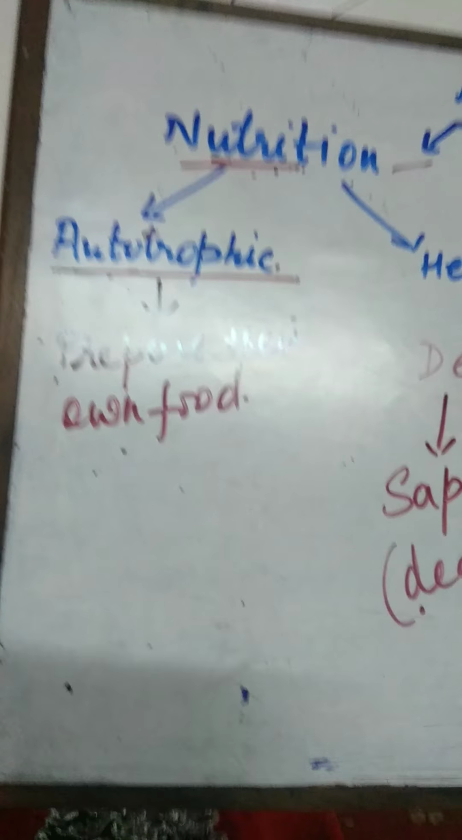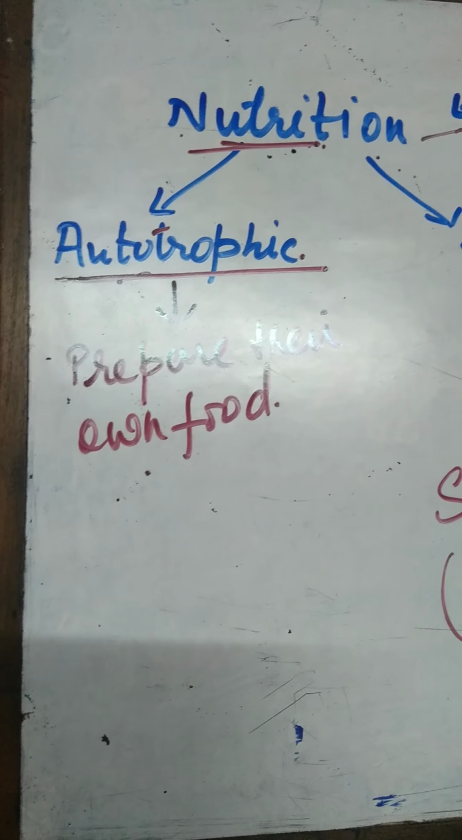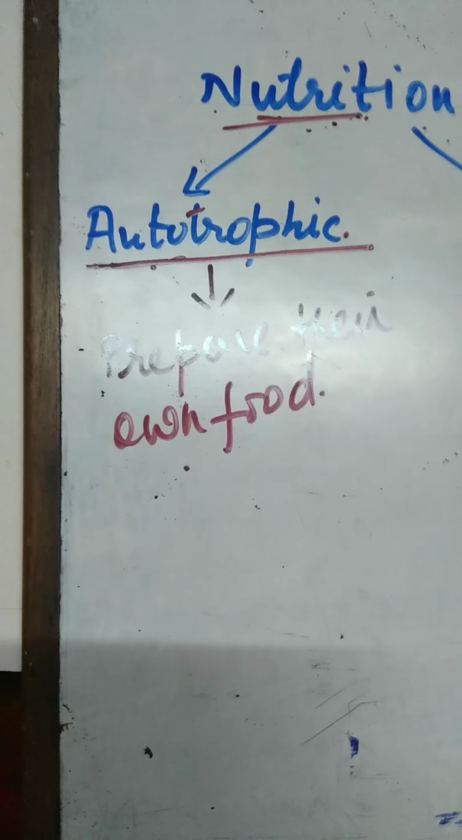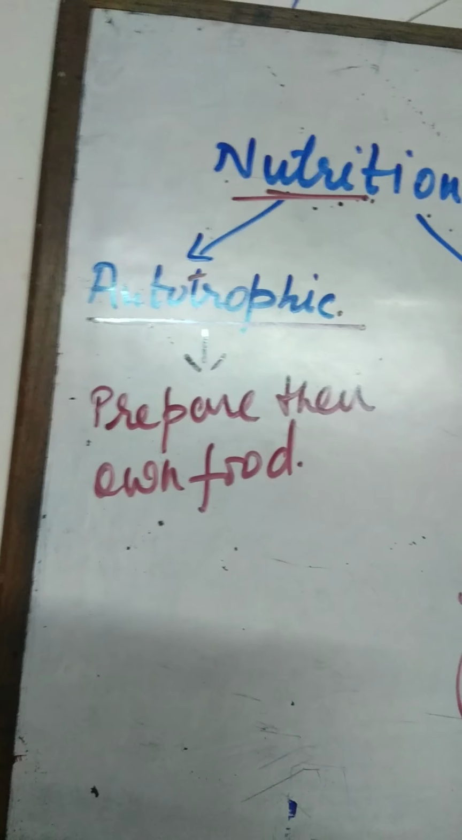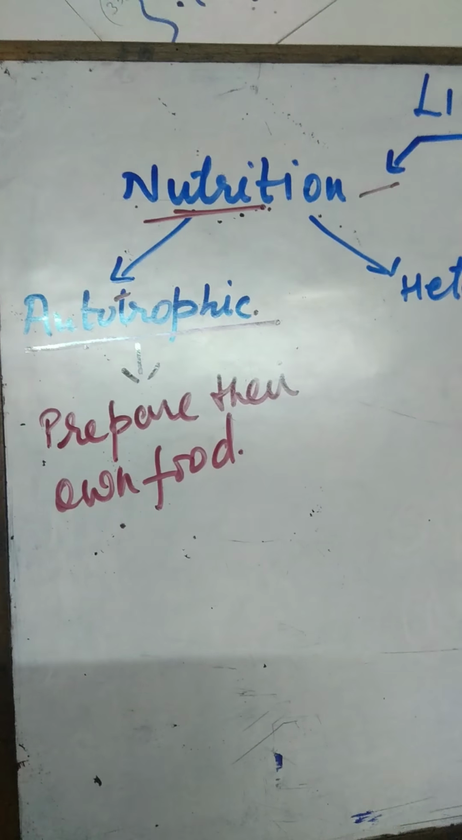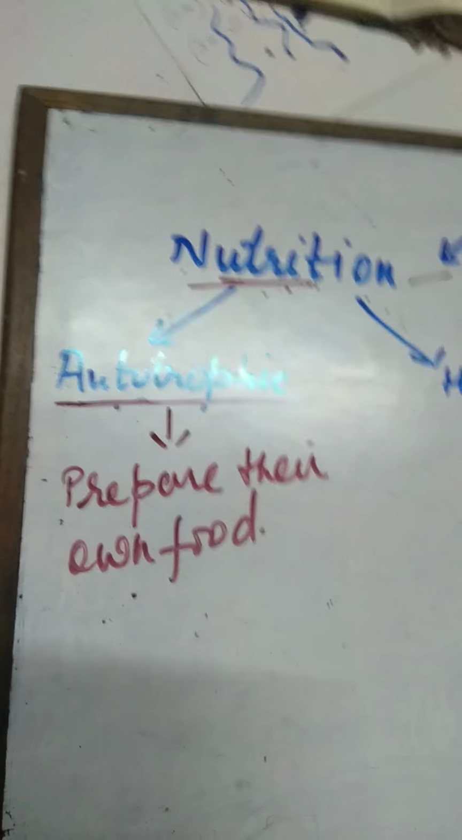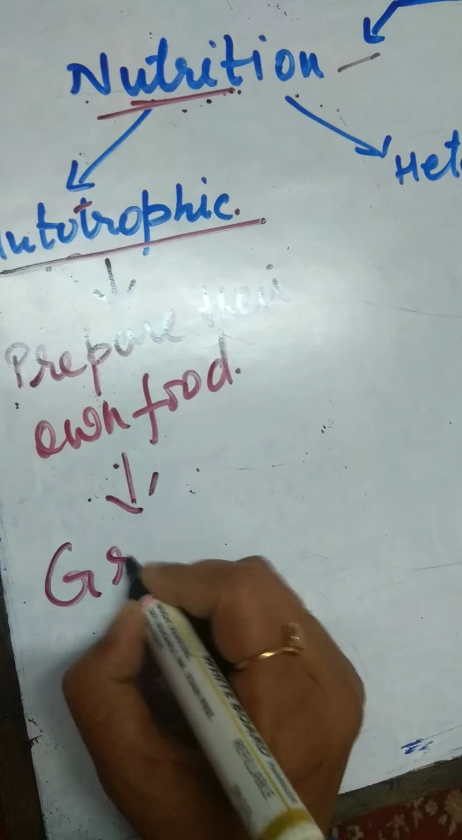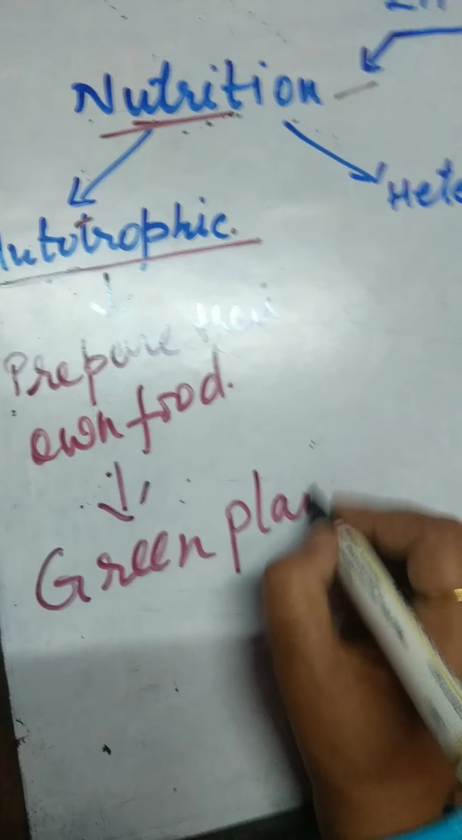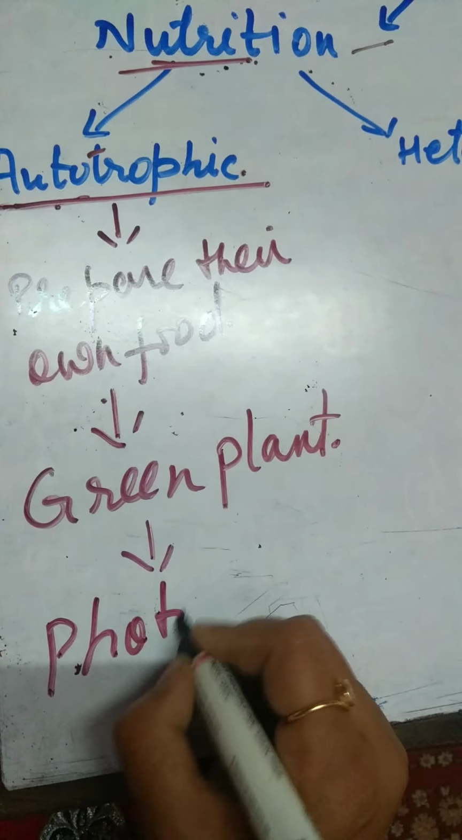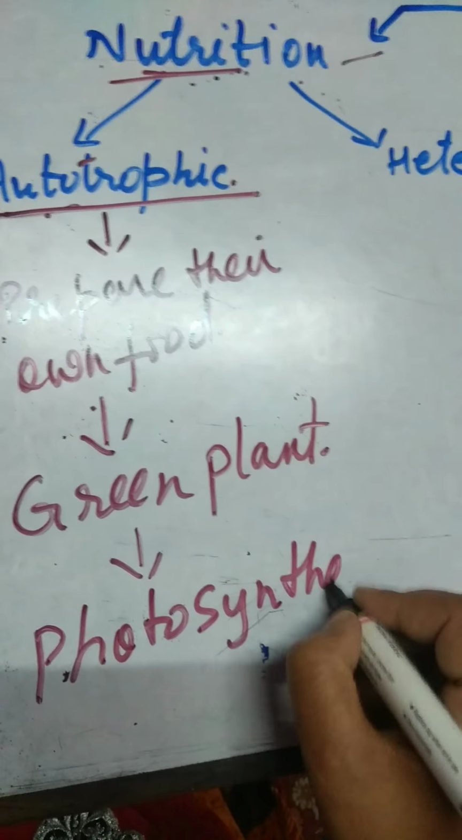Now, come back to autotrophic nutrition. What is autotrophic nutrition? Already we have studied that these are organisms which prepare their own food. So obviously we all know which living organisms prepare their own food: green plants. So, green plants are autotrophic. It means they prepare their own food. How? Through photosynthesis.